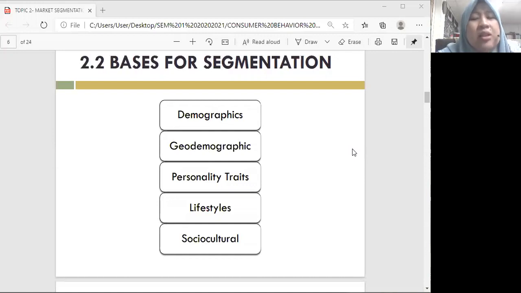And the sociocultural, we are talking about how you can rely on the culture itself. For example, the culture in Malaysia is totally different from the culture in China, and China will also be totally different compared to Japan, and Japan will be totally different from the culture in Western Europe. So they have their own basis for segmentation.